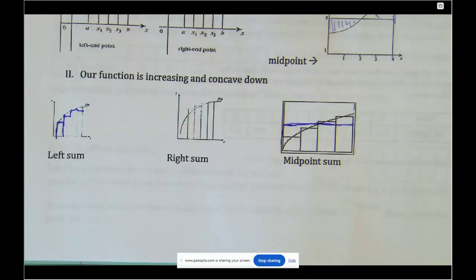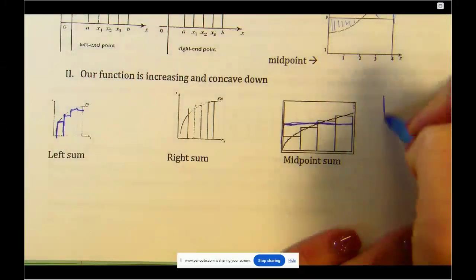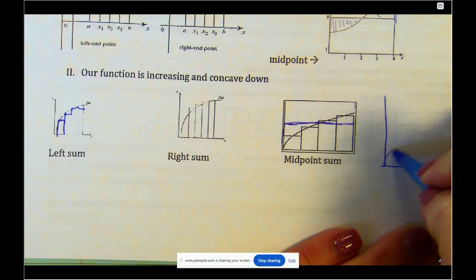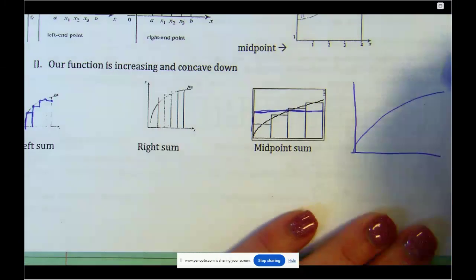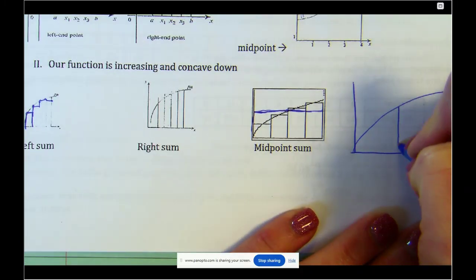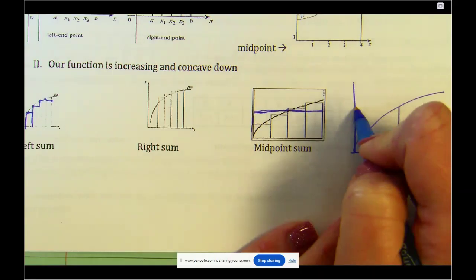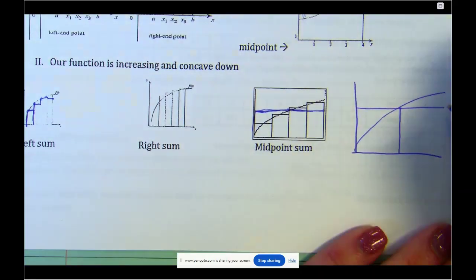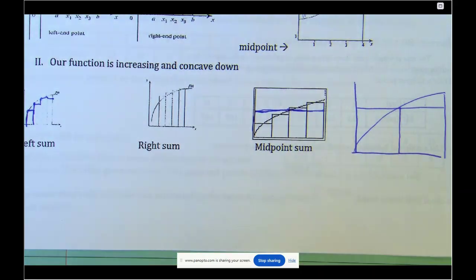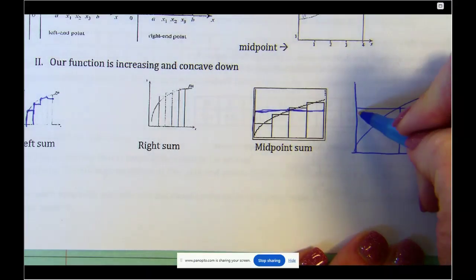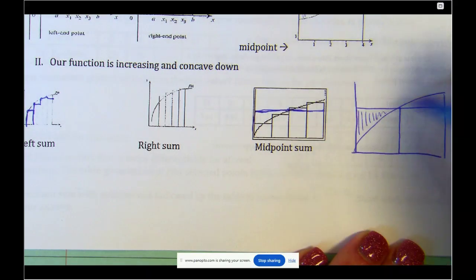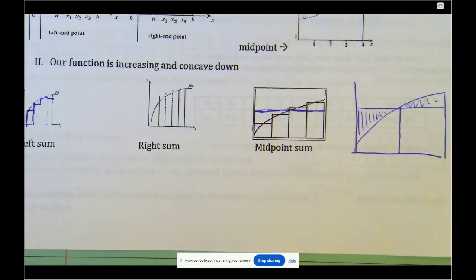I feel like it's really hard to tell. I don't like seeing that. So here's what I'm going to do. I'm going to go like this. There's increasing, concave down, and I'm going to draw my midpoint. I shouldn't have made 2. Okay. It's an overestimate. Ignore this. Because this area here is more than this area here.